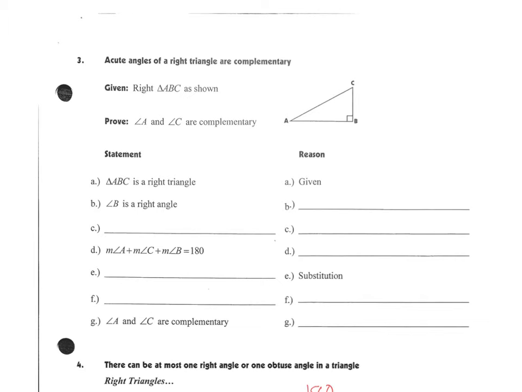If we look at our second statement, that angle B is a right angle, then our reason for that is going to be that that is the definition of a right triangle. From that, then, we would need to know that if angle B is a right angle, the measure of angle B is equal to 90, and that is just our definition of a right angle.